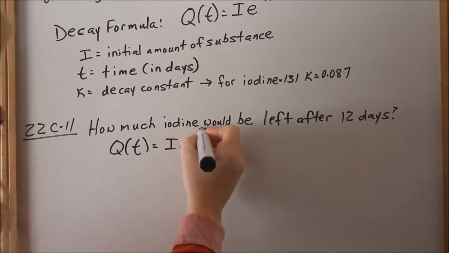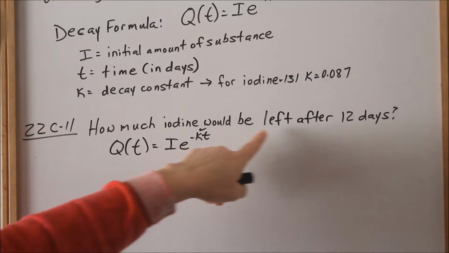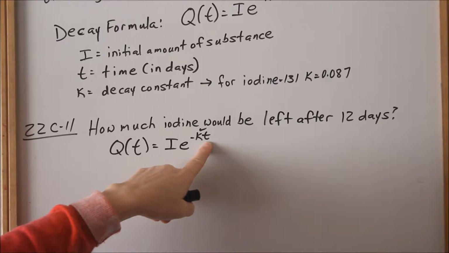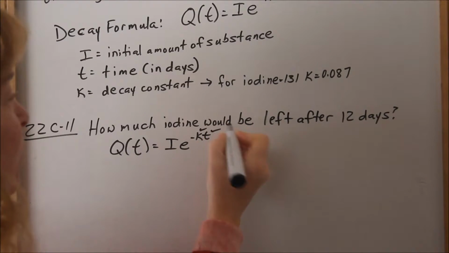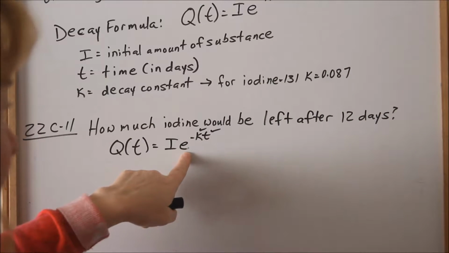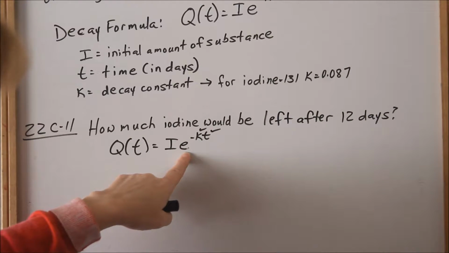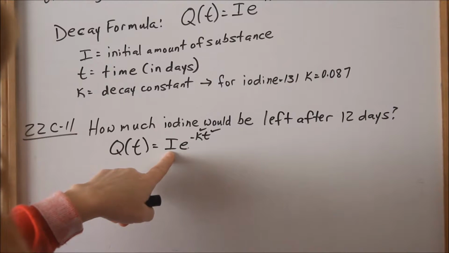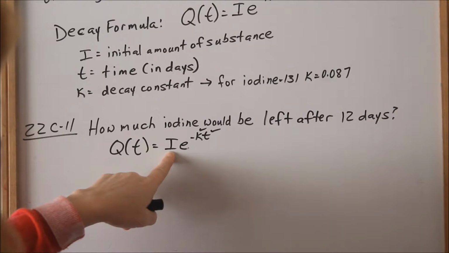We're asking how much iodine would be left after 12 days. That's what this t represents. How much do we have after how much time? In this case, 12 days. So we know t. e is 2.718. That doesn't change, it's a constant. I, what does I represent? It represents the initial amount of the substance, so the initial amount of iodine.